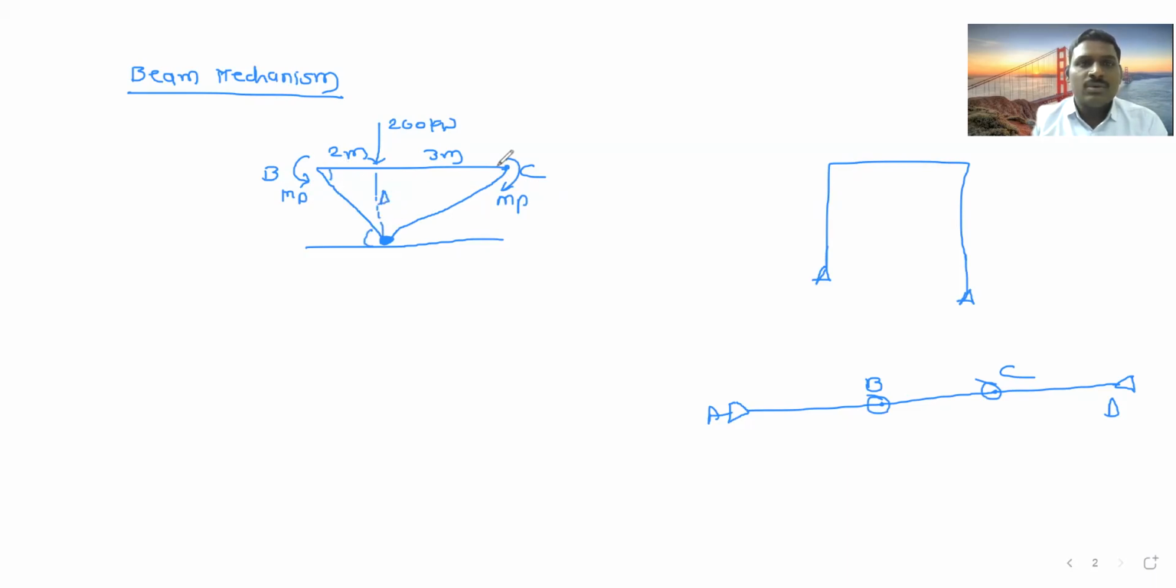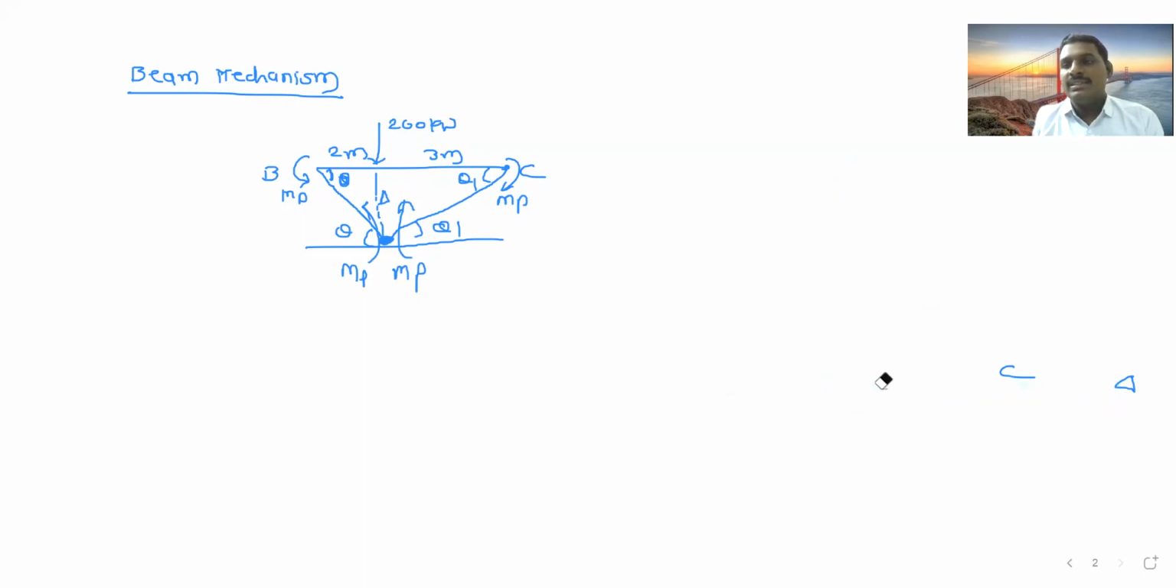Now, if we assume the rotation for this 2 meter span is theta, then for the 3 meter span the rotation is theta 1. Why? Because this is a 2 meter distance and this is a 3 meter distance. For the 2 meter distance whatever rotation takes place is theta, and for the 3 meter distance it will be theta 1. So this is again theta, this is again theta 1. Here again movement will be generated. So this is the beam mechanism in this particular frame.